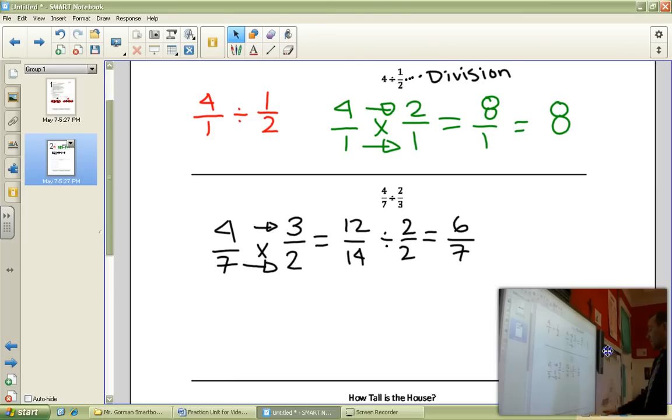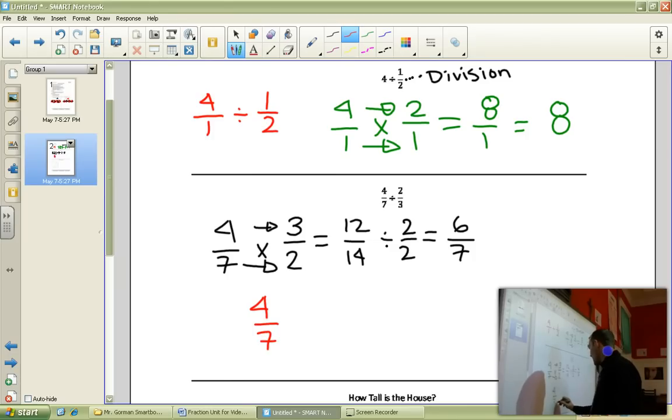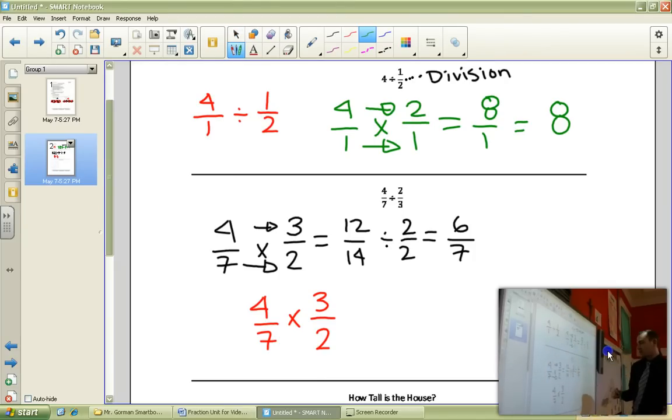Okay? Now I'm going to review this same problem. We're going to write it all the way over again because we're going to practice our super reducing. Okay? Reducing before we multiply. So 4/7 times 3/2. Now, I know that 4 and 2 have a common factor of 2. I can divide 4 by 2, cross it out, and keep a 2. And I know that I can divide 2 by 2, cross it out, and keep a 1.